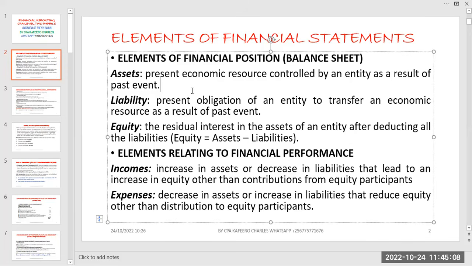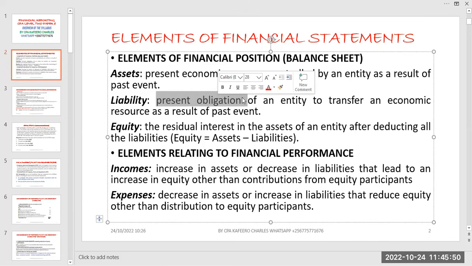The second one is a liability. A liability is an obligation, where someone is demanding, or the company is supposed to transfer a certain amount of money to the person that is owed, that is demanding the organization. So when we are talking about the liabilities, we are looking at the present. It must be a present obligation. You can't have an obligation which you have already settled, and you call it a liability. It must be a present obligation.